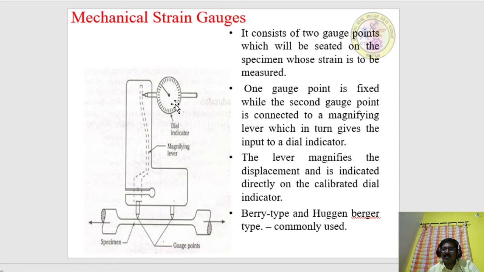On the topmost portion there is a dial indicator. Through the magnifying lever, you get a displacement which is calibrated directly onto the dial gauge or dial indicator. Generally, Berry type and Huggenberger type strain gauges are commonly used.